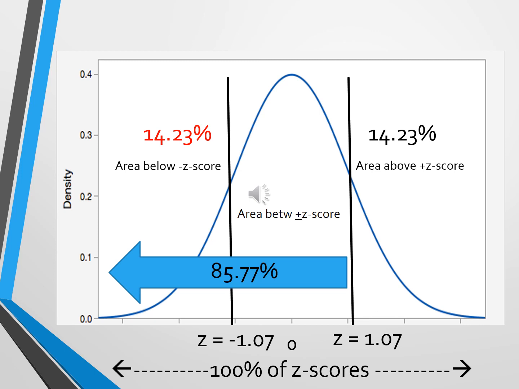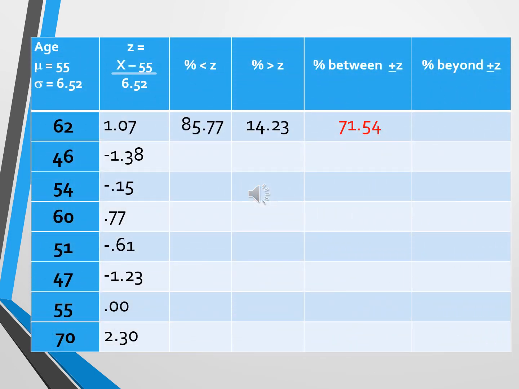So if 14.23% of scores are below a Z-score of minus 1.07 and 14.23% are above a Z-score of 1.07, then the rest of the distribution is between those two Z-scores. We can compute that area as 100 minus 14.23 minus another 14.23, and that equals 71.54. Or we can just subtract the tail from the body, 85.77 minus 14.23, to get the between area. And we can put that in the between column of the table.